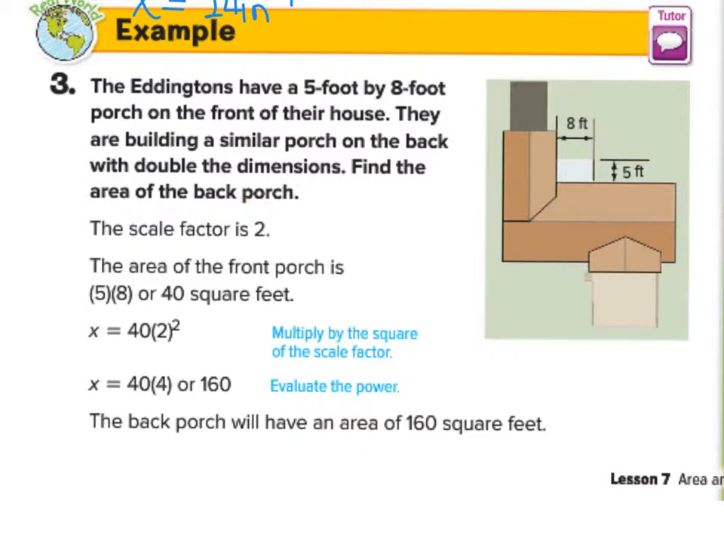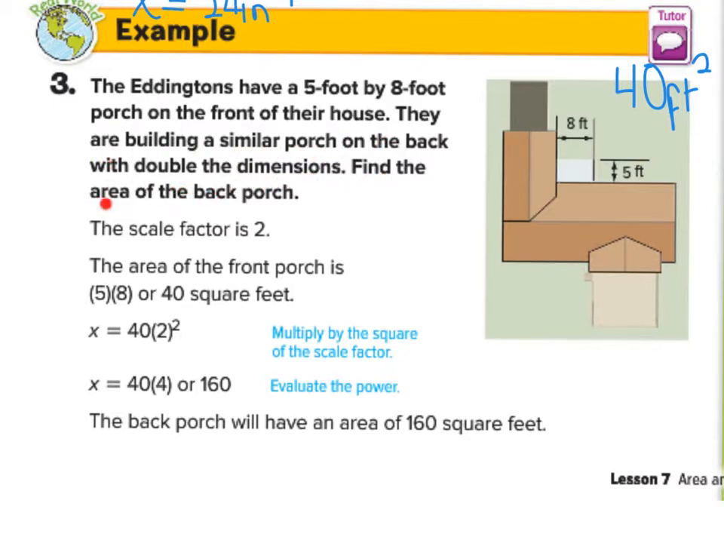Okay, so now we're using area, and it looks like we're going to increase. So we have 5 by 8. Our area is length times width, right? So our area here is 5 times 8, which is 40. We have an area of 40 feet squared. Don't forget that.